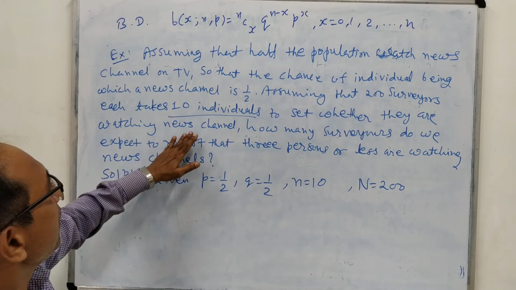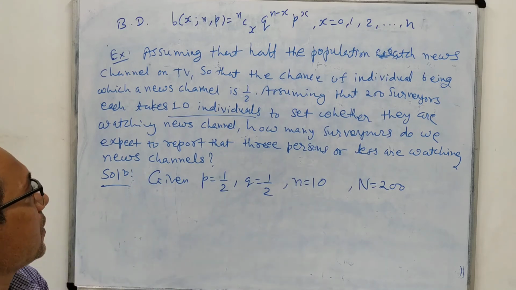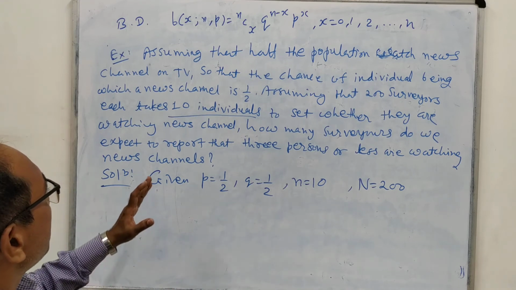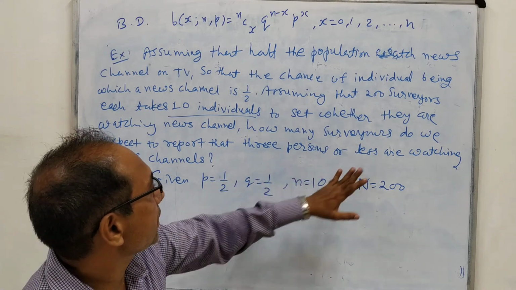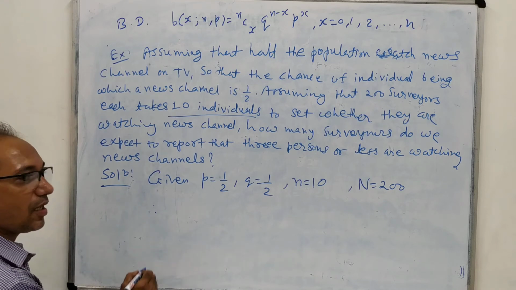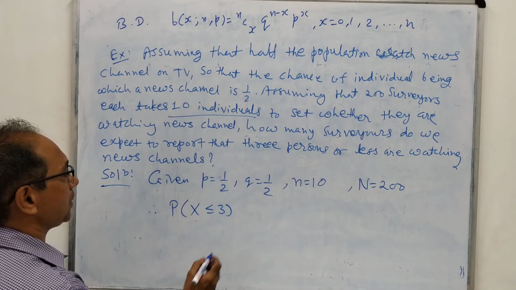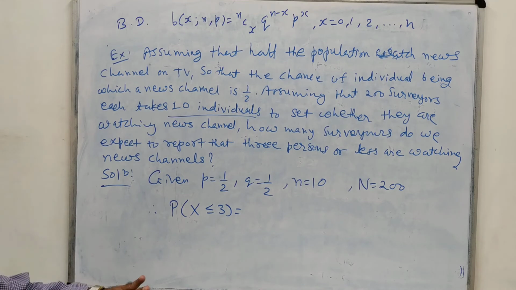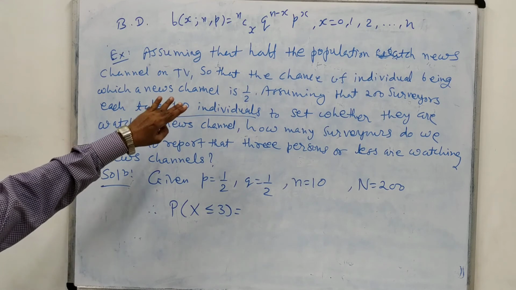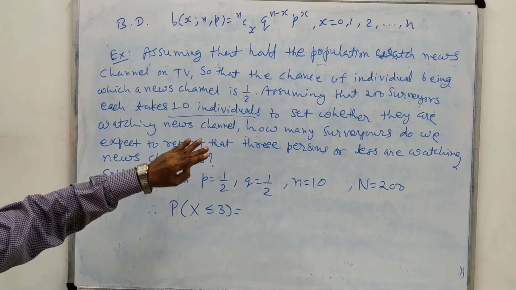So now what is given? They are watching news channel. How many surveyors do we expect? So we want to find out the number of surveyors by whom it has been reported that 3 persons or less are watching news channel. That means actually we want to find out first the binomial probability, that means capital X less than or equal to 3, 3 or less are watching. So after finding the binomial probability, we want to find out the number of surveyors, and this we can do by using the concept as we discussed last time, the concept of binomial frequency.